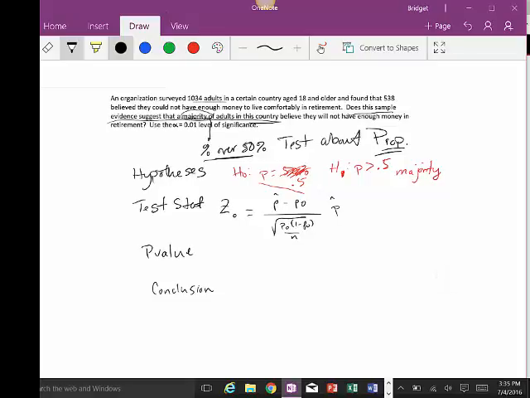P hat is, of course, the sample proportion, so that would be the 538 people who believe they don't have enough money compared to the sample size of 1,034. We can calculate that and compare it to 0.5. Then what we do essentially is just look at the value of this test statistic. It's a z-score, so it tells us how many standard deviations this sample proportion is away from the claimed value of 0.5. And then the p-value, since this is a right-tailed test, is going to measure the probability.